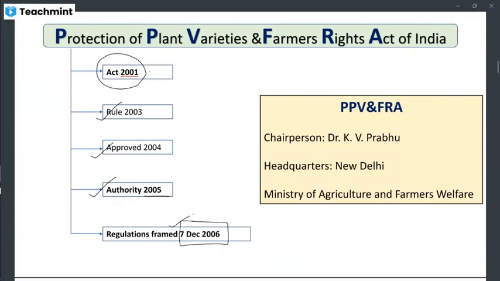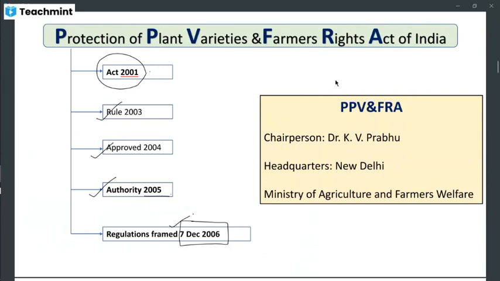The PPVFRA is an organization under the Ministry of Agriculture and Farmers Welfare. It is headquartered at New Delhi. The present chairperson is Dr. KV Prabhu of PPVFRA, so you need to know this information. If the chairperson changes, you need to have updated information, so please go through the PPVFRA website until you reach your JRF exam. And it is headquartered at New Delhi, under the Ministry of Agriculture and Farmers Welfare.